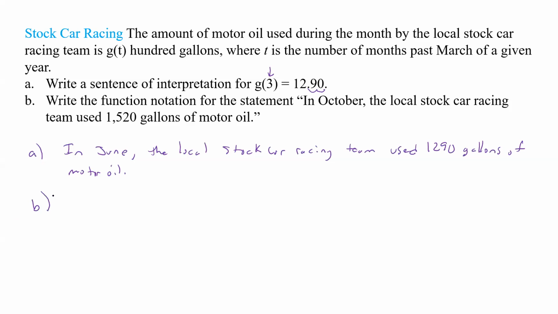Now part B, what we want to do is go the other way. We want to start with a sentence and go to our function notation. So we're going to have G of something equals, now this one we multiplied by 100, so this one we'll have to divide by 100. So we're going to know it's going to equal 15.20. And now October is what month after March. So we have March, and then we have April, May, June, July, August, September, October. So that should be G of 7 is equal to 15.20. Okay, and so that's going to be how you can work going both directions, starting with a sentence and getting something, or going from a function and getting the sentence.